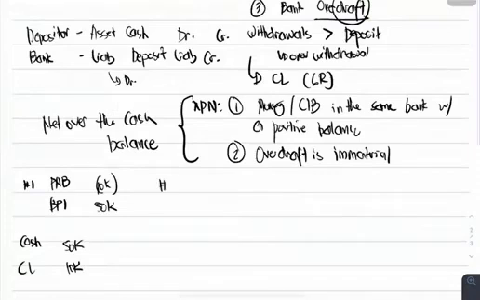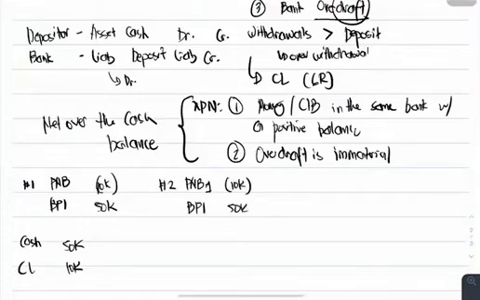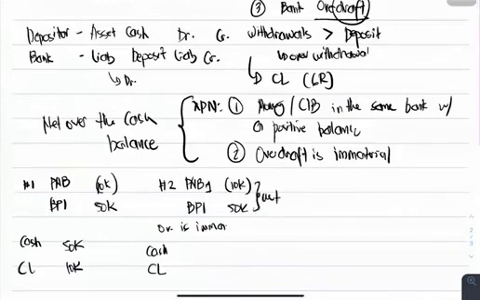Okay. Next example, number two. So PNB negative 10,000, BPI 50,000. Overdraft is immaterial. So how much should be presented as cash and current liability? As part of your cash, we have here PNB and BPI. Why? Because the overdraft is immaterial. You net it. So the net is 40,000. Current liability is 0.